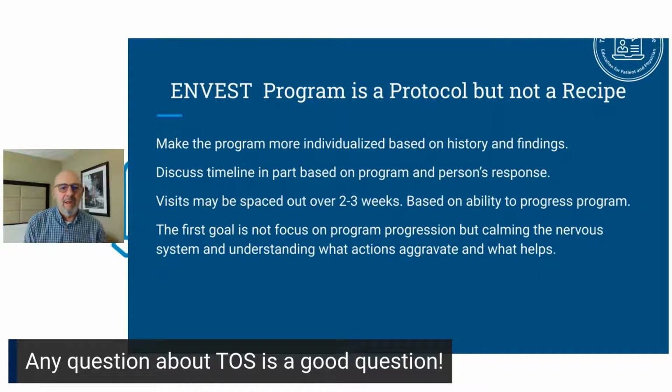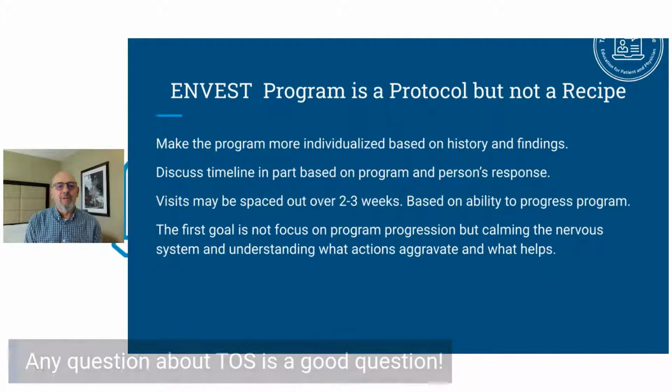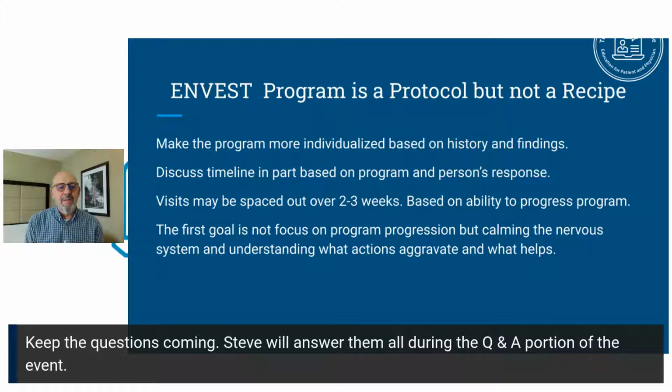Okay. So the INVEST program is a protocol, which means it has a series of exercises, but it's not a recipe, which means it's not that every person gets the same cup of this, half cup of that, a teaspoon of this, a little bit of water. We have to make the program individualized based on a person's history and their findings. We have to discuss the timeline, and that's in part based on how a person responds. If a person responds quicker, the timeline is going to be quicker. If they respond slower, it's going to be a slower timeline. It's just the way it is, at least in my experience.